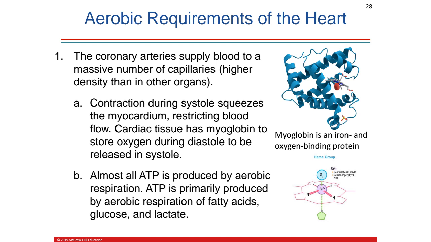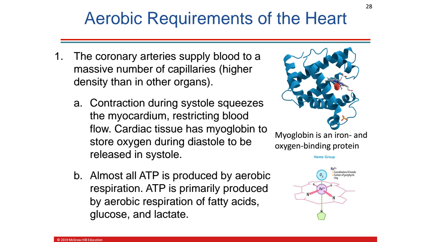Contraction during systole squeezes the myocardium, and this actually restricts blood flow. This means that cardiac tissue receives blood primarily during diastole and not during systole. And in order for that to work, the cardiac tissue has a very high amount of myoglobin in it. So each cell has myoglobin.